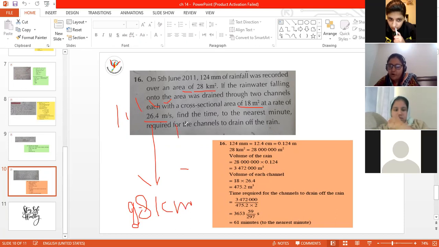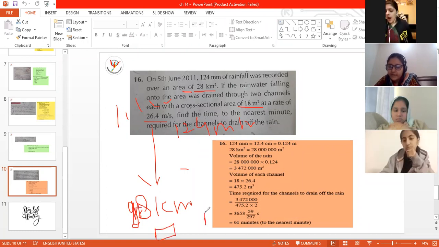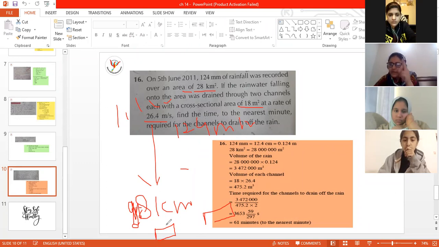The total rainfall is 124 millimeter. Clear? One thing clear. Now where the rainwater is falling, there are two drains. On a road or on an area where the rainwater is falling, there are two drains, right?